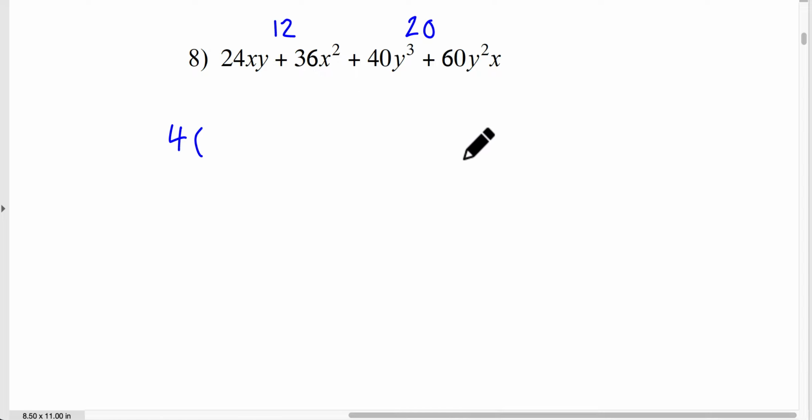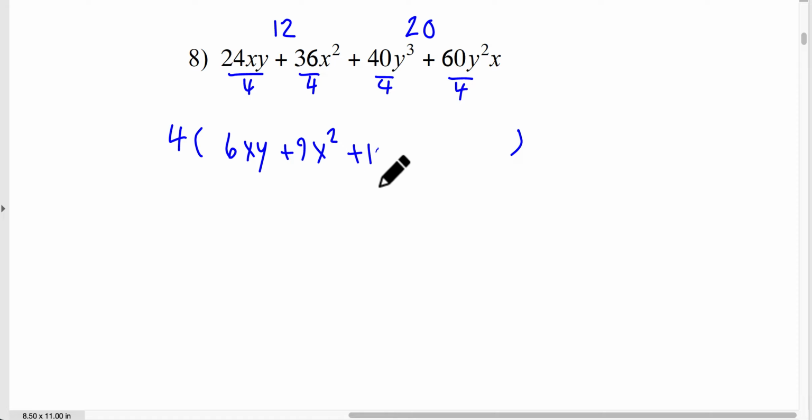So I'm going to open my parentheses, and I'm going to divide everything by 4. 24 divided by 4 gives me 6. Then I'm going to bring down my X and my Y. 36 divided by 4 is going to give me 9. And then we're going to get that X squared plus 10. And then we're going to get Y to the third. And then we're going to get plus 15 Y squared X.